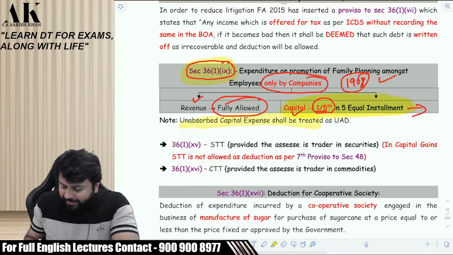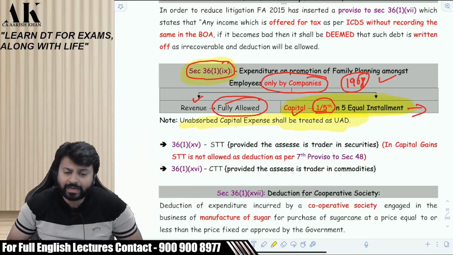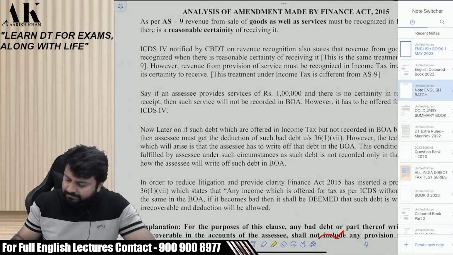Capital expenditure will be treated like UAD, another benefit to the assessee. It will be treated like unabsorbed depreciation. What do you mean by this? It means the following, listen carefully beta.